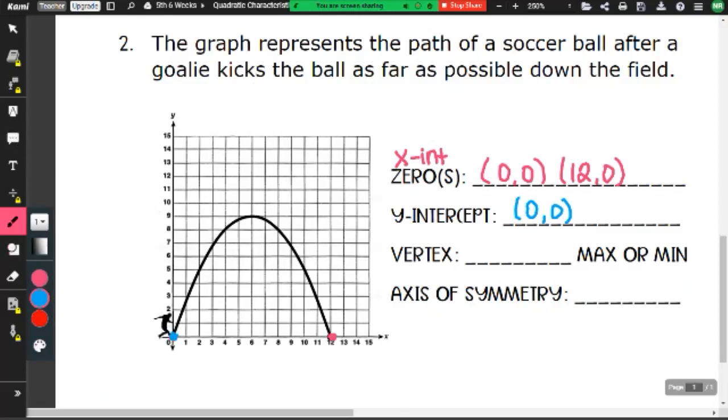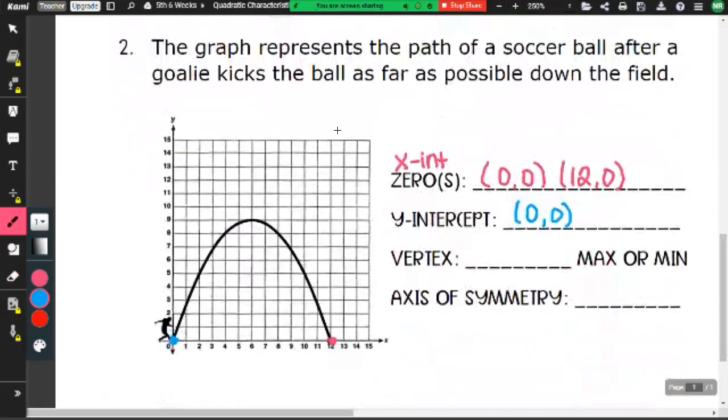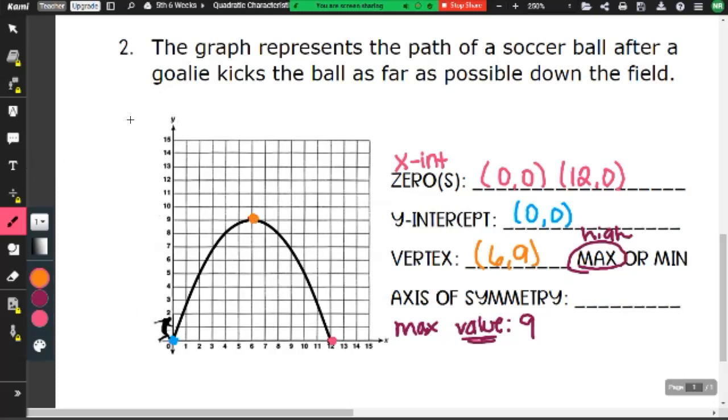Now, when I kick this ball, is it going to go up high or is it going to go down low? It's going to go up high. So we're dealing with a maximum. But my maximum value is what? 9, correct. It goes as high as the number 9. Okay. What is the ordered pair for the vertex though? 6, 9. My x value is 6. My y value is 9.